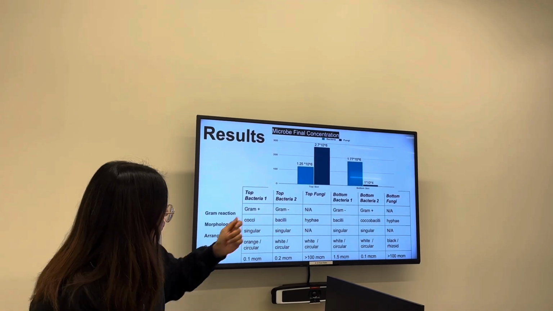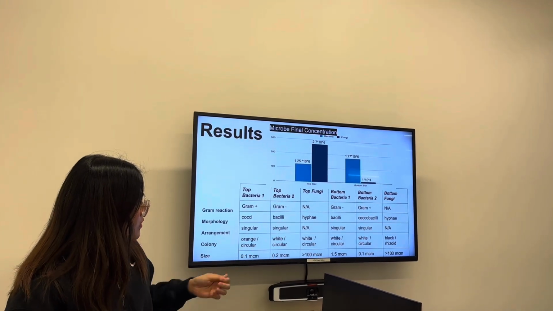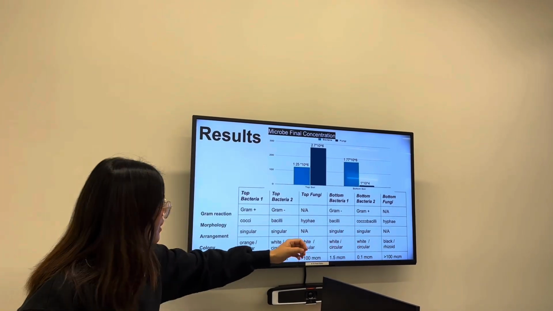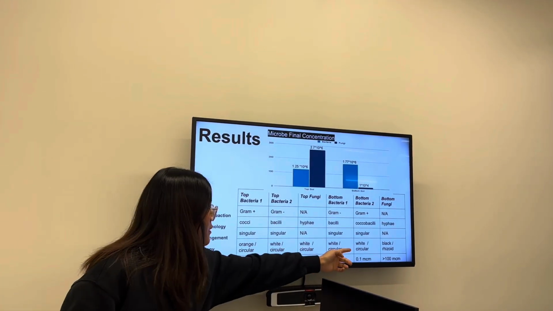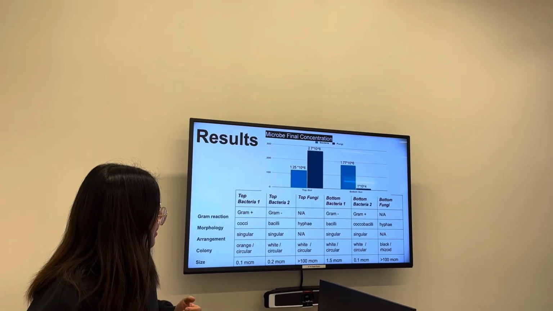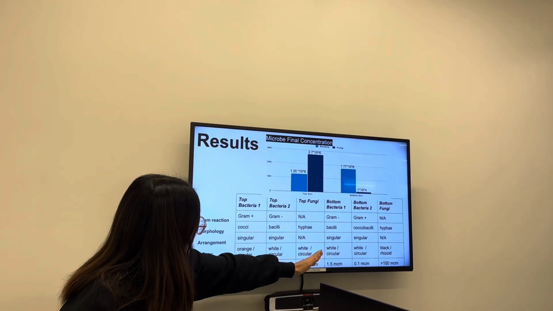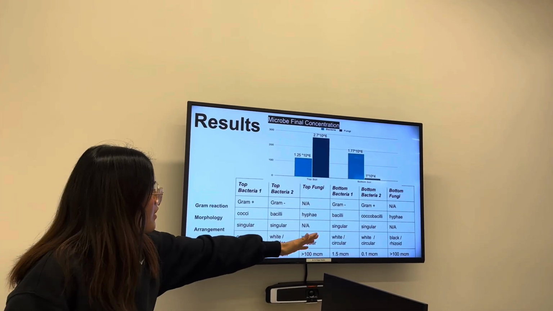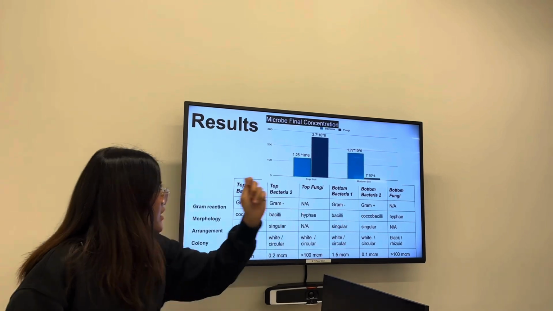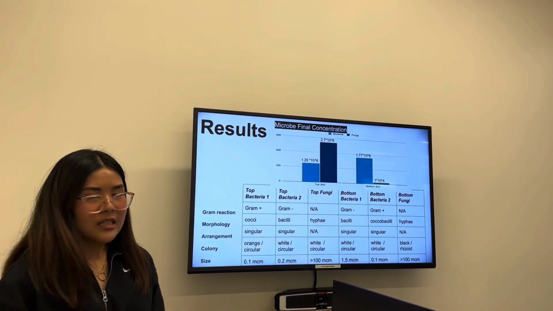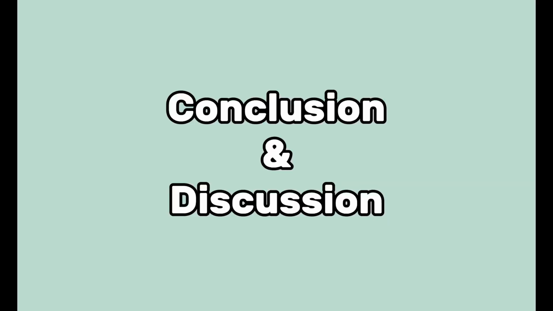Another one is the top fungi. We grew a white circular colony, which is different than the bottom fungi. The bottom fungi is the black rhizoid colonies. And for the bacteria on the bottom side, we have gram negative and positive, and we saw the coccobacilli on the bacteria 2. That's definitely a different species as well.